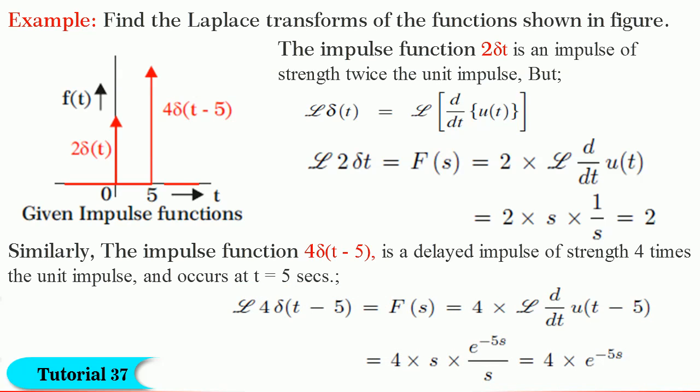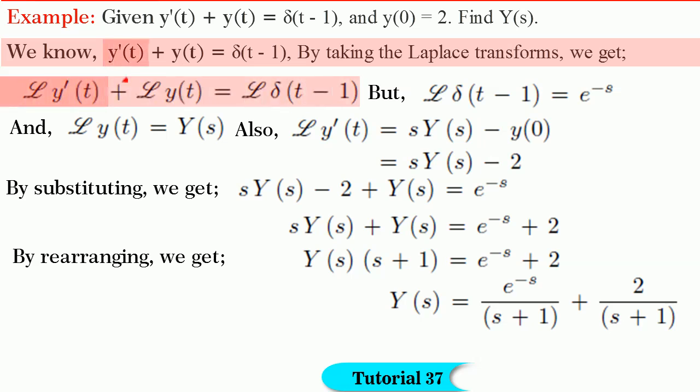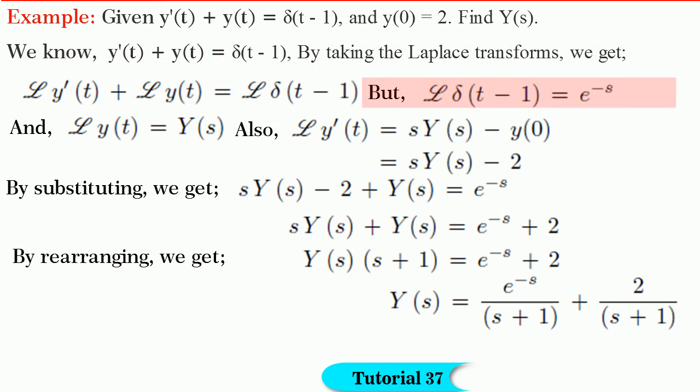Friends, we shall solve another interesting problem. Given y dash of t plus y of t is equal to delta t minus 1, let us find y of s. By taking the Laplace transform of the entire function given, we get L of y dash of t plus L of y of t is equal to L of delta t minus 1. But we know L of delta t minus 1 is equal to e to the power of minus s, and L of y of t is equal to y of s.